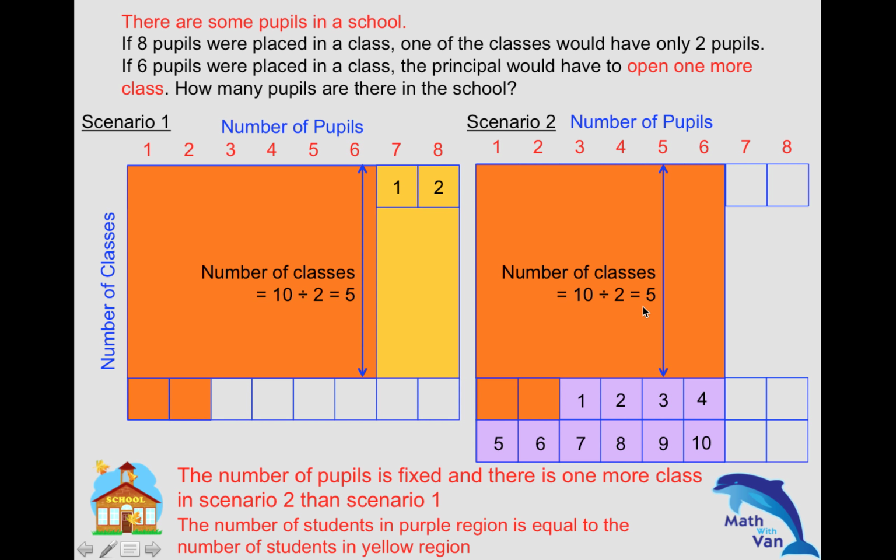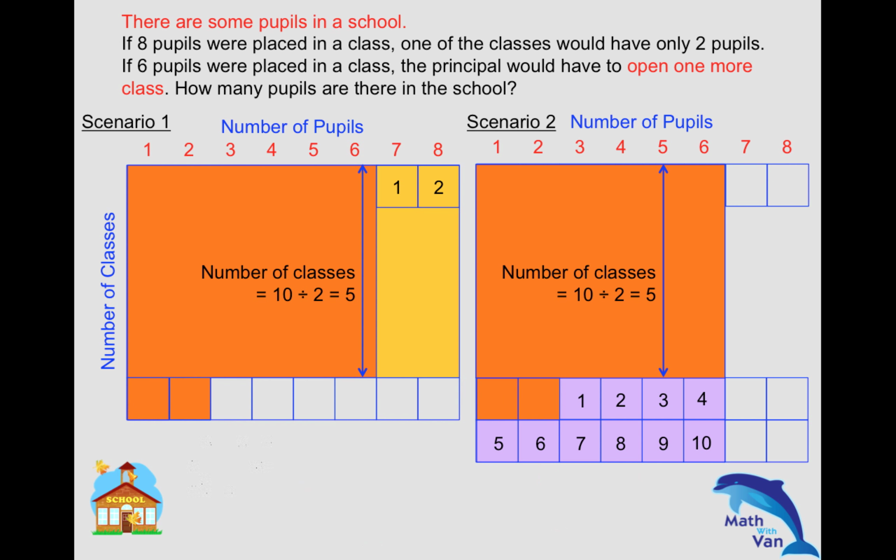So you see that now, in scenario 1, it's actually 6 classes, but the last class is filled with 2. But in scenario 2, there are 7 classes, and all 7 classes are filled with 6 pupils. So we can work out the number of pupils in the school. You can use either scenario, and use the other scenario to check your answer. In one number sentence, you can just write 5 classes, so 5 times 8 plus 2, that gives you 42. Remember your BODMAS rule.